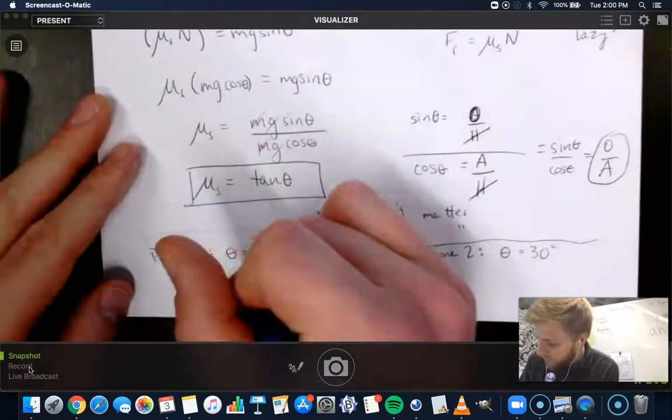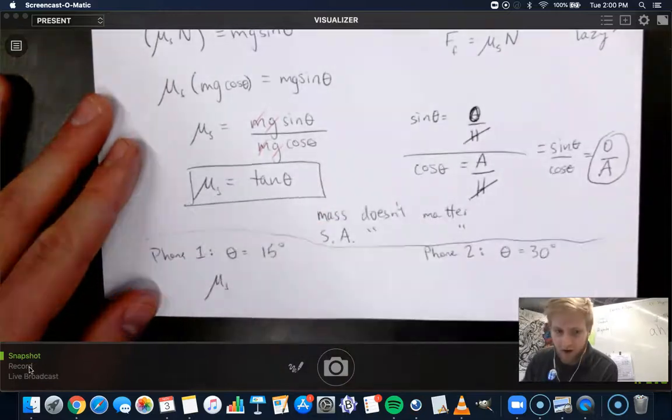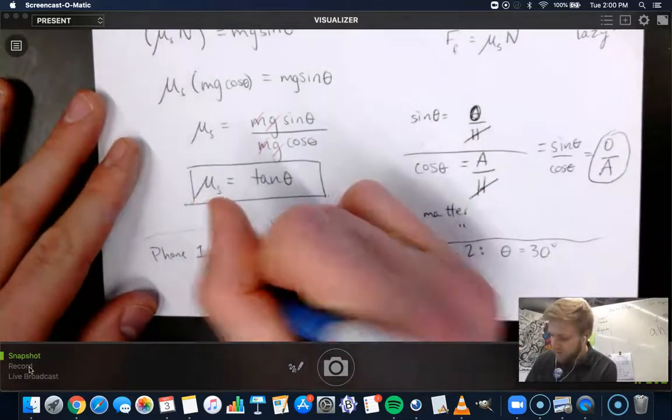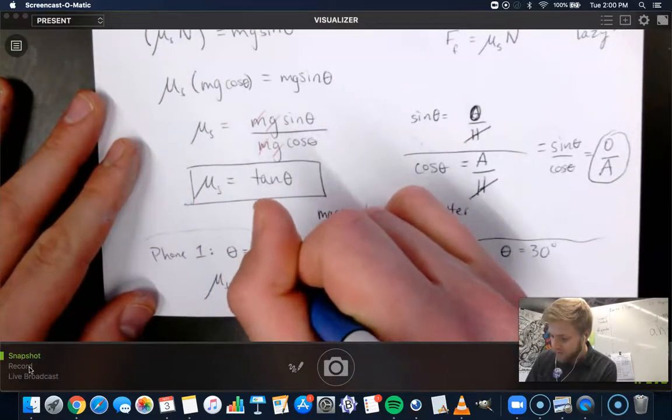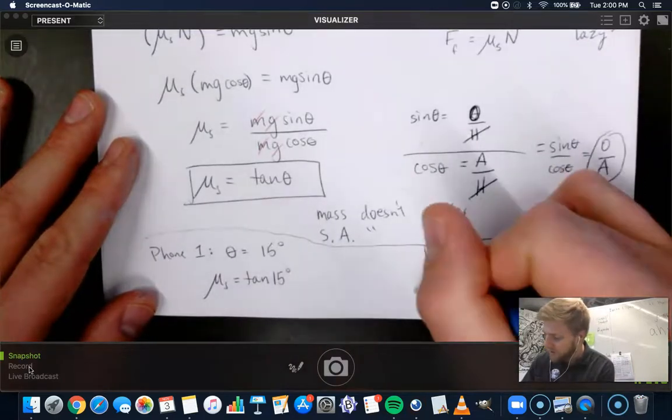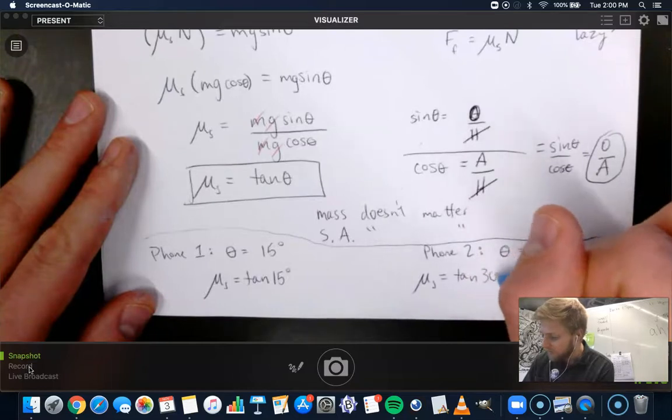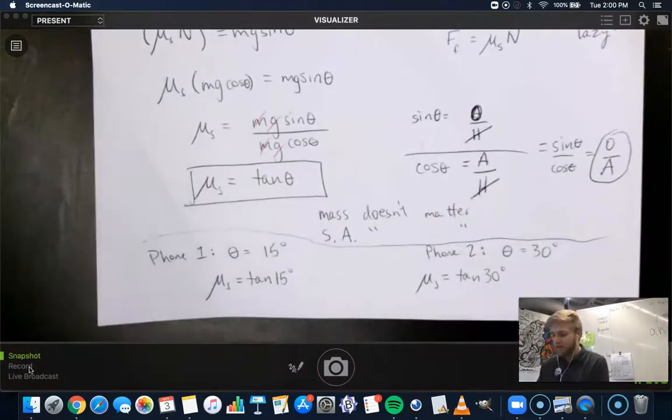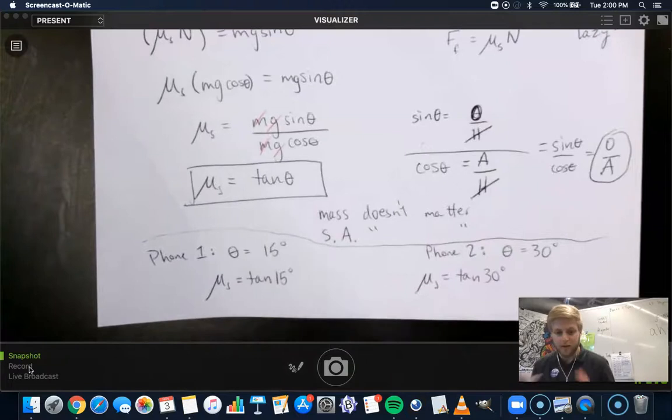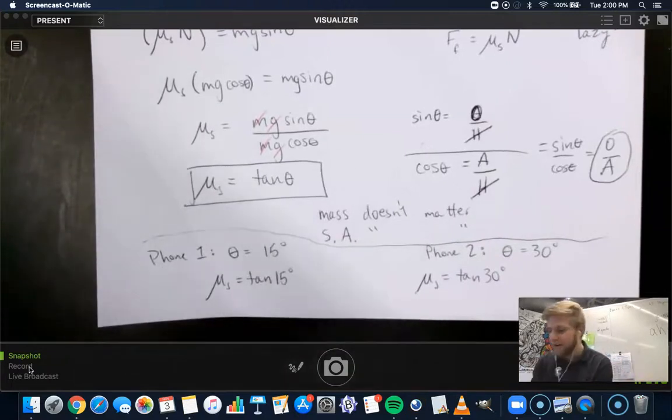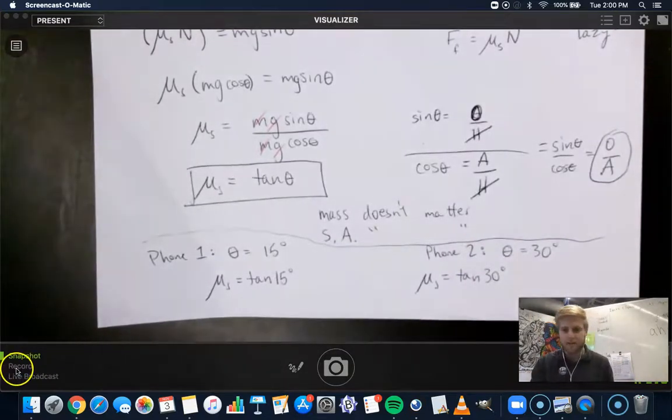Check this out. So if we want to know the coefficient of friction on that first phone case, it's just tan of 15 degrees. And the coefficient of static friction on the second one is just tan of 30 degrees. Now, tangent doesn't work in a linear fashion, so it's not going to be double here. Let's actually investigate. Take out your calculator, make the calculation. Let's reconvene in just a moment.